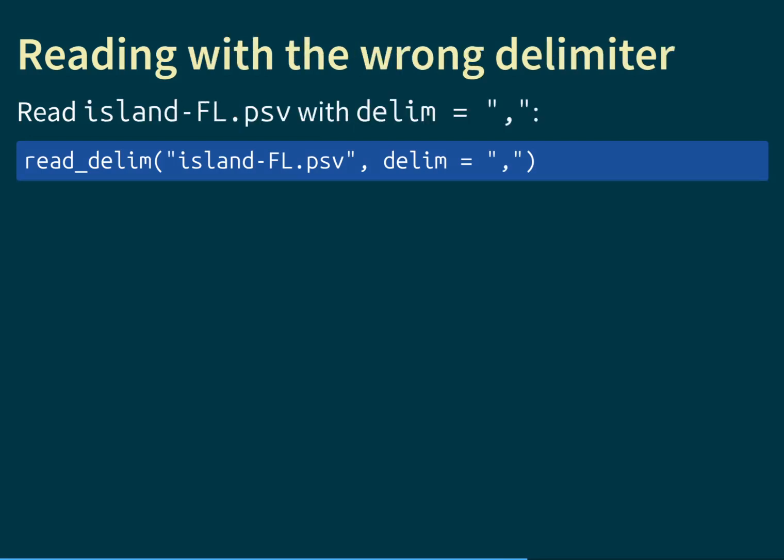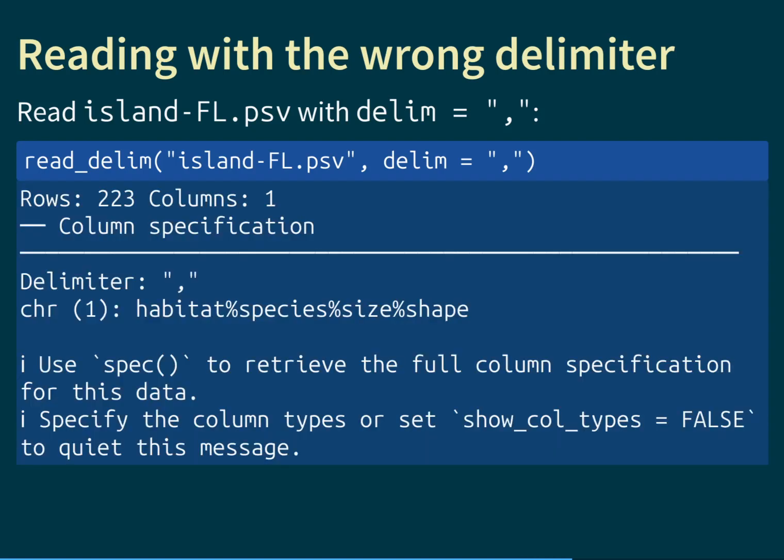Now, you might be wondering what happens if you try to read in a file with the wrong delimiter. For example, if you take the percent-separated value file that we just looked at, but you specify the delimiter as being the comma in the read_delim function. What happens then? Well, let's see the output. It is quite instructive. The message that you get immediately tells you that there are 223 rows in the data, as we know, but there's only a single column.